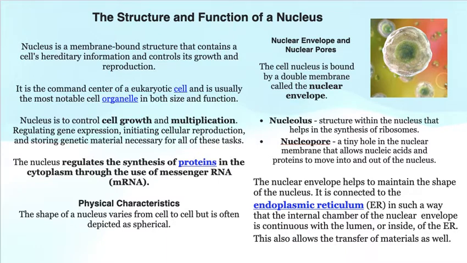Next, you see the nucleolus, the structure within the nucleus that helps in the synthesis of ribosomes. The nuclear pore is a tiny hole in the nuclear membrane that allows nucleic acids and proteins to move into and out of the nucleus. The nuclear envelope helps to maintain the shape of the nucleus. It's connected to the endoplasmic reticulum, ER, in such a way that the internal chamber of the nuclear envelope is continuous with the lumen, or inside, of the endoplasmic reticulum. This also allows the transfer of material.